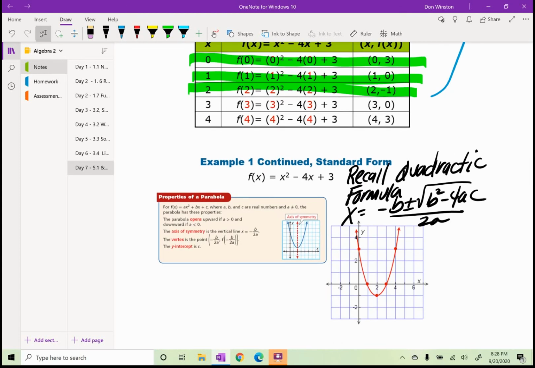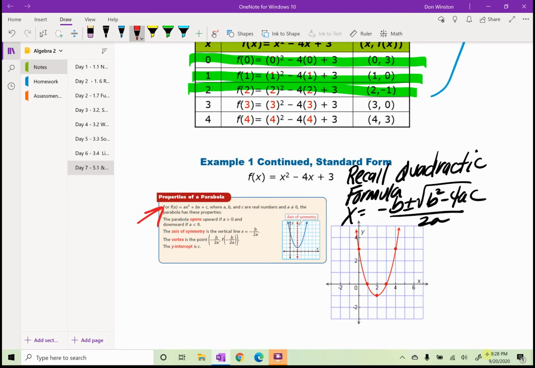So here we have properties of a parabola. This is introduced in 5.2, but as usual, we have to combine two sections in one because we're moving pretty fast. For f of x equals ax squared plus bx plus c, where a, b, and c are real numbers and a not equal to 0, the parabola has these properties. The parabola opens up if a is positive. If a is positive, we say we have a happy graph. And if a is negative, it opens downward. We say if it's negative, the graph is sad.